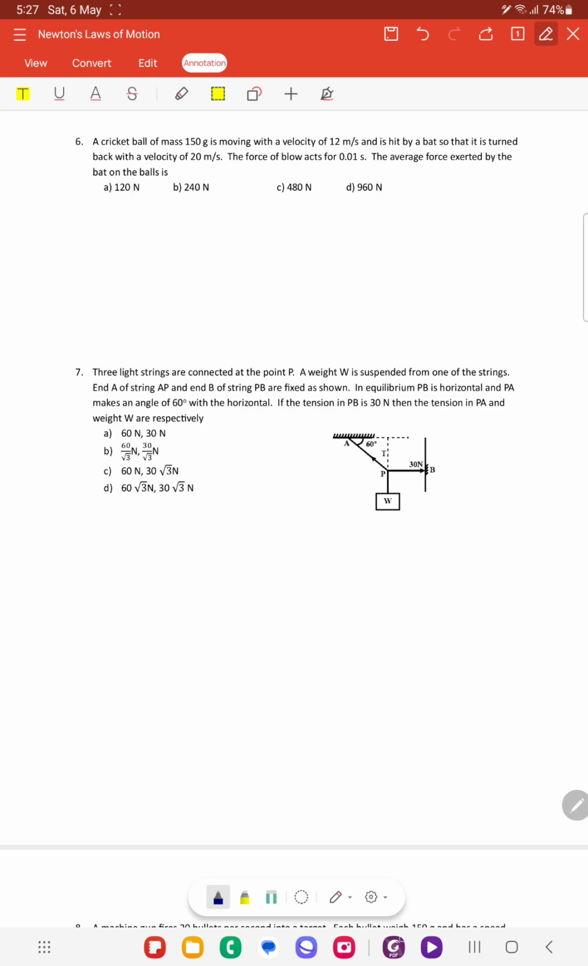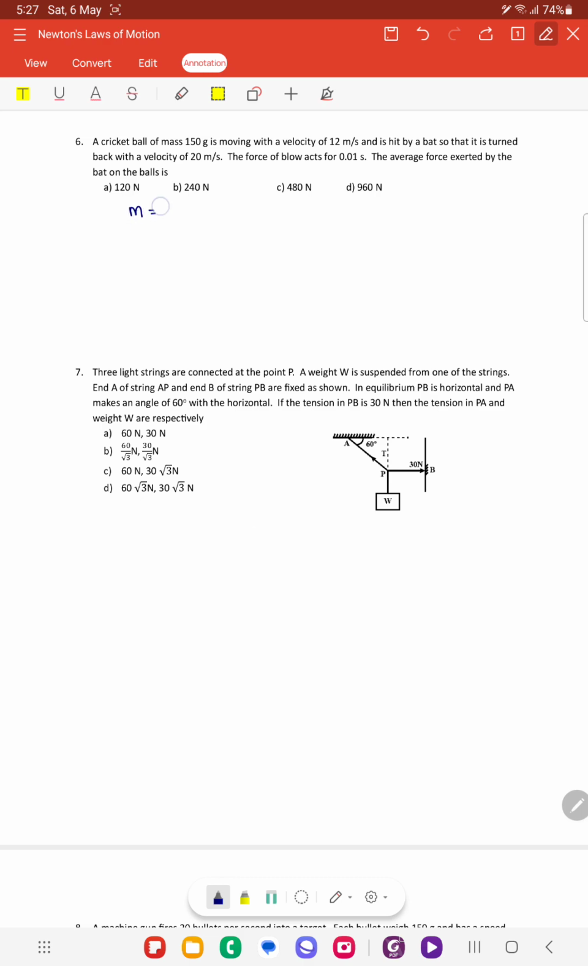Question number 6. A cricket ball of mass 150 gram is moving with a velocity of 12 meter per second and is hit by a bat so that it is turned back with a velocity of 20 meter per second. The force of blow acts for 0.01 second. What is the average force exerted by the bat on the ball?